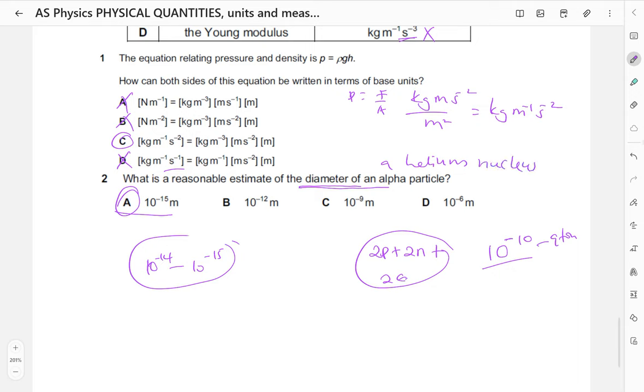So this question is quite technical. If they wanted an atom, then the closest would be 10 power negative 9 or 10 power negative 12. But since they said an alpha particle, which we know as a helium nucleus, then the answer is going to be 10 power negative 15, as opposed to these ones here. So the answer is 10 power negative 15.